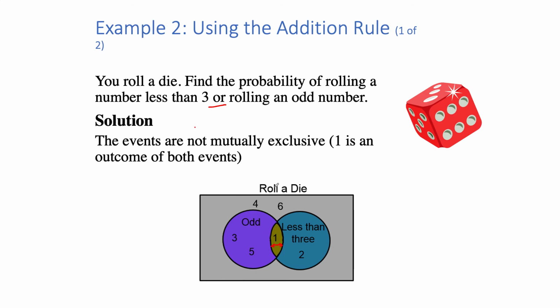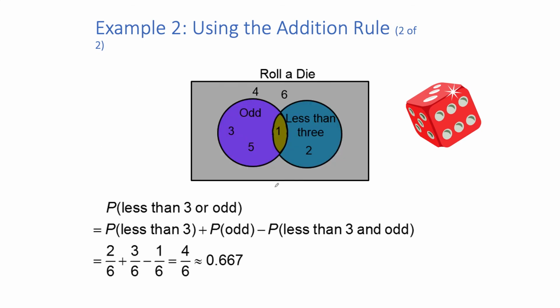So we can go ahead and calculate the probability of less than 3 or odd. "Or" tells me that the right rule to apply here is the addition rule. The probability that the number is less than 3: there are 6 possible outcomes, 2 of them satisfy the conditions of that event, so that's 2 over 6. The probability of getting an odd number: 6 possible numbers can show up, 3 of them are odd, so 3 over 6, minus the probability that I roll a number which is both less than 3 and odd, which is 1 over 6.